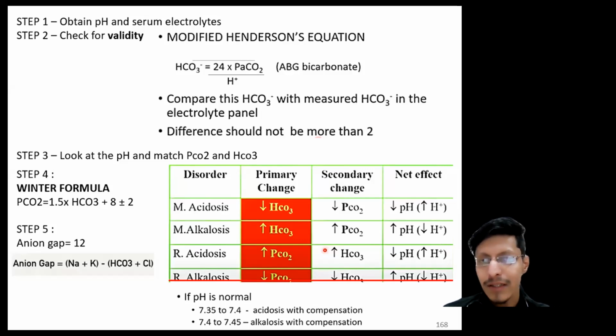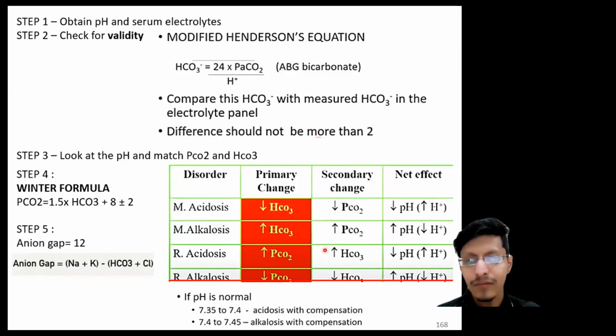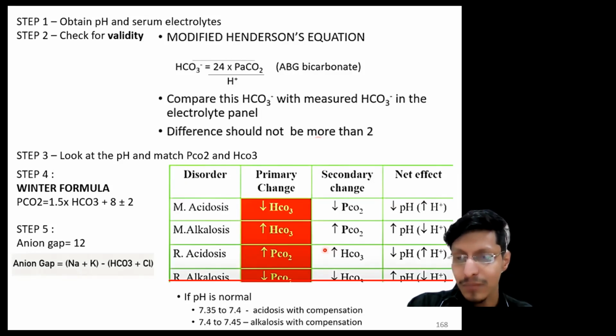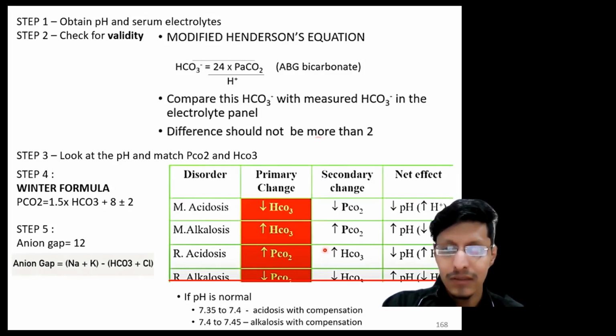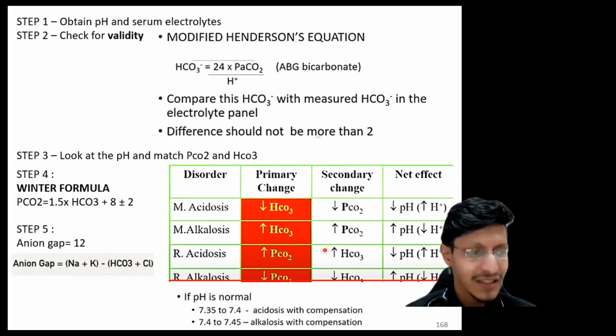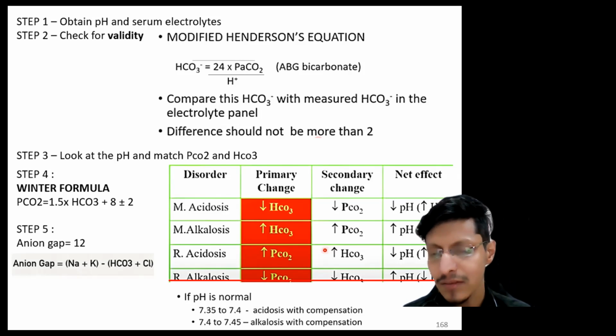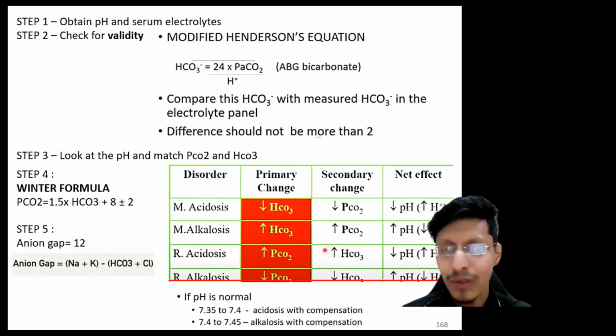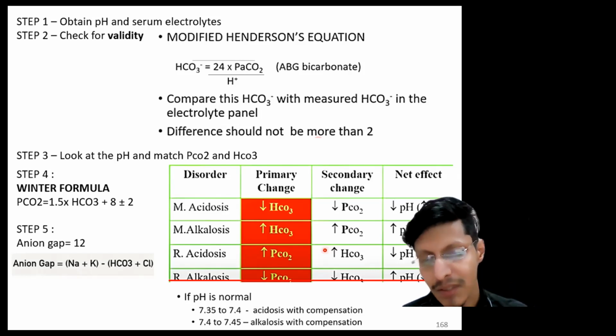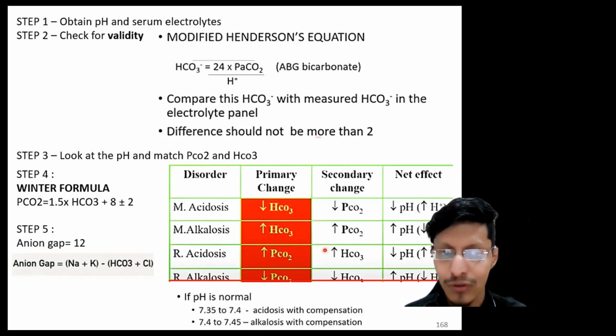Then we look at the pH and decide which category we are in, whether metabolic alkalosis, metabolic acidosis, respiratory acidosis, or respiratory alkalosis, from this graph. Then we calculate Winter's formula, that is PCO2, simply 1.5 into bicarbonate. Simply, I have told you to do bicarbonate plus 15. That will give you the value of PCO2.